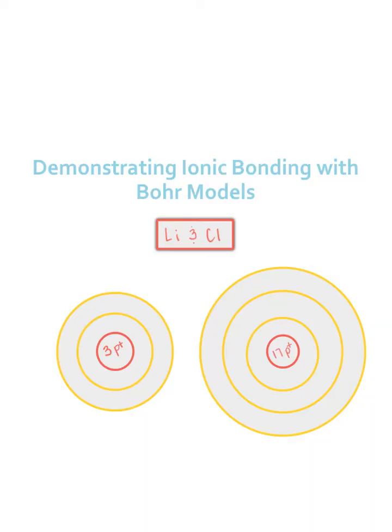So for lithium, it has 1 valence electron on its second energy level, so I'll draw that here. And then chlorine has 7 electrons in its outermost energy level, so I will draw those 7.